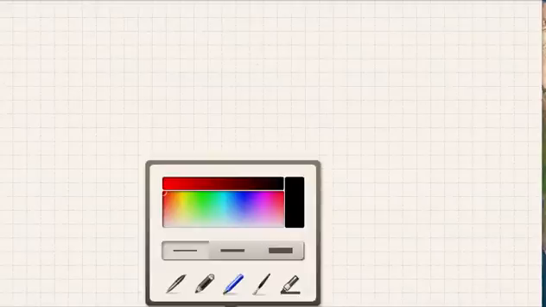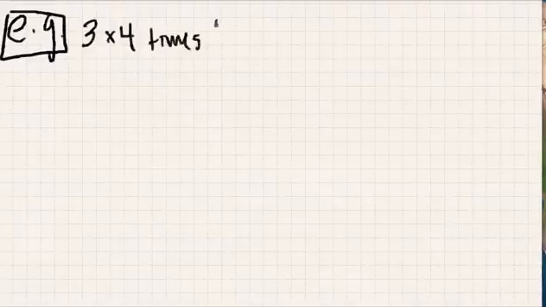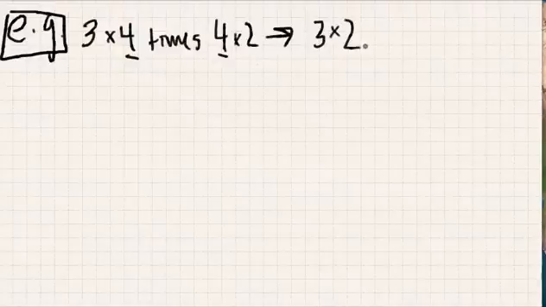All right, so let's do some more examples of matrix multiplication. So let's do something like, I don't know, let's take a 3 by 4 matrix and multiply that by a 4 by 2 matrix, same number of columns and rows, and so we will end up with a 3 by 2 matrix.